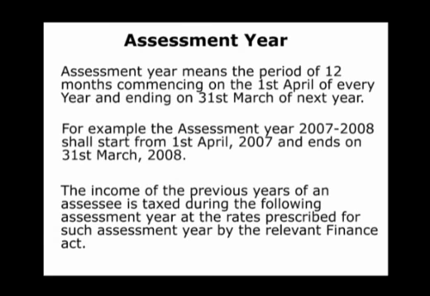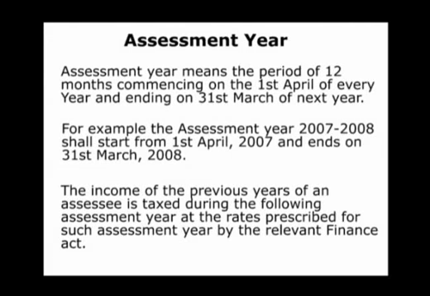First of all, we should be clear what exactly is the assessment year. The assessment year means the period of 12 months which commences on the 1st of April of every year and ends on 31st March of the next year. It means assessment year is a period of 12 months which starts from 1st of April of every year and terminates on 31st March of next year. For example, the assessment year 2007-2008, which is right now going on, shall start from 1st of April 2007 and will end on 31st March 2008.